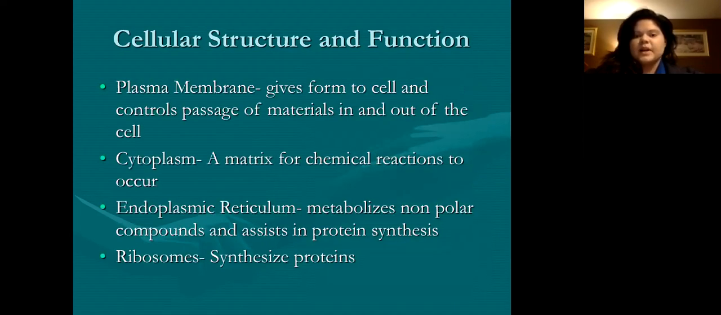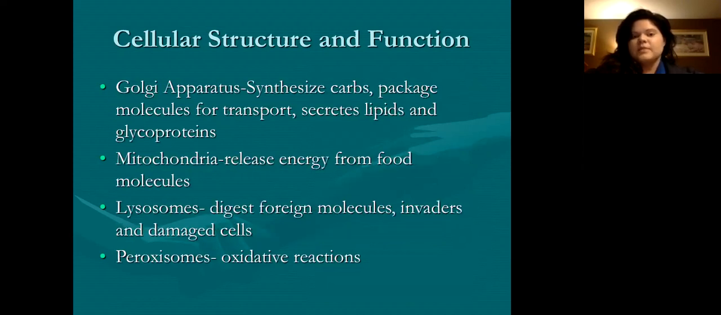Your plasma membrane gives formal passage of materials in and out of the cell. Cytoplasm is a matrix for chemical reactions to occur. Your endoplasmic reticulum metabolizes nonpolar compounds and assists in protein synthesis. And the ribosomes, they're going to be the functioning units that synthesize protein. The Golgi synthesizes carbs, packages molecules for transport, and secretes lipids and glycoproteins. The mitochondria release energy from food molecules. Lysosomes digest foreign molecules, invaders, and damaged cells.